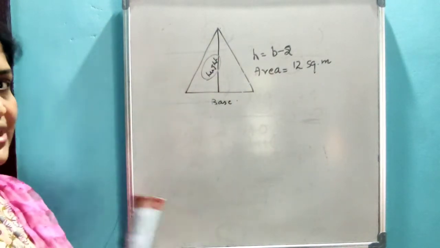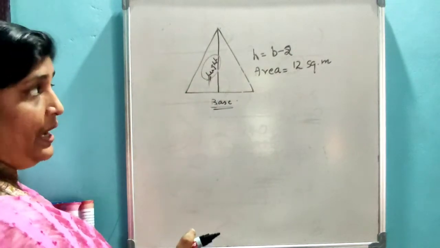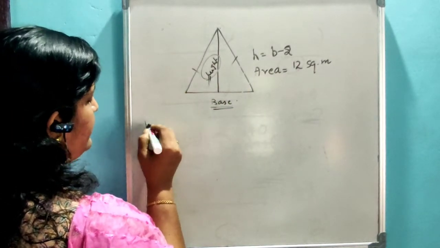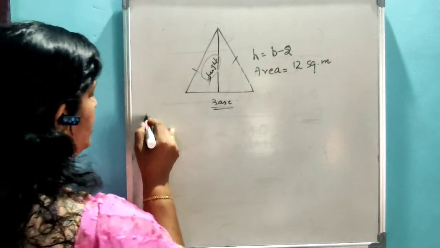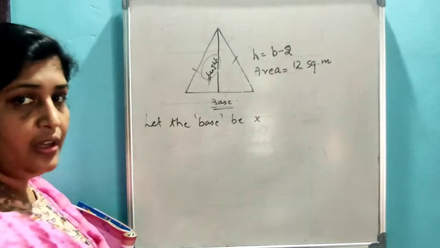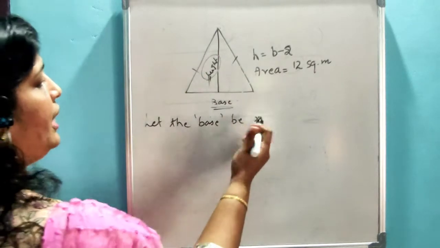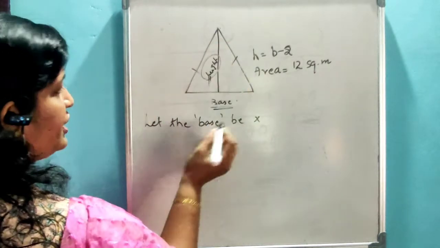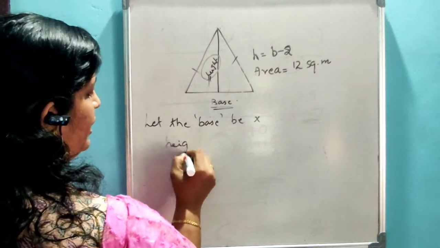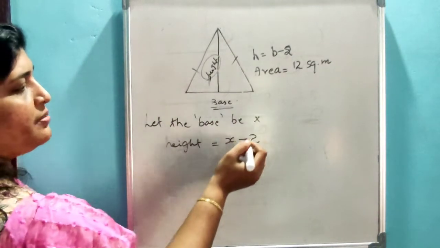So how do we start? Here we don't know the base and height of the triangle. This one is an isosceles triangle. Let us take the base as x. Let the base of the triangle be x. Then what is its height? The height is 2 less than the base, so height is equal to x minus 2.